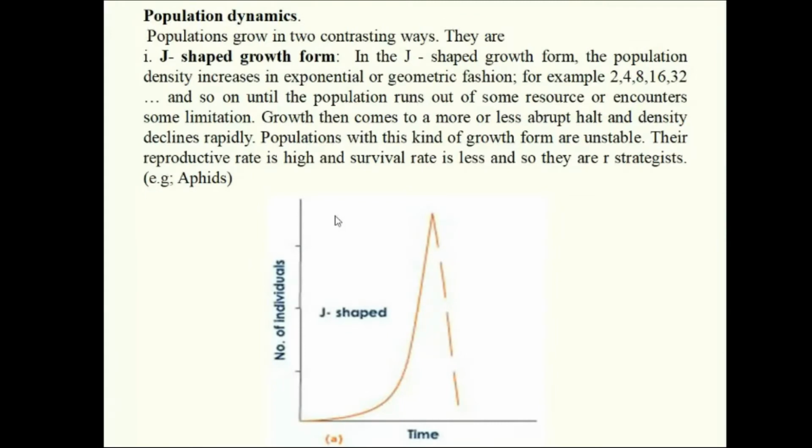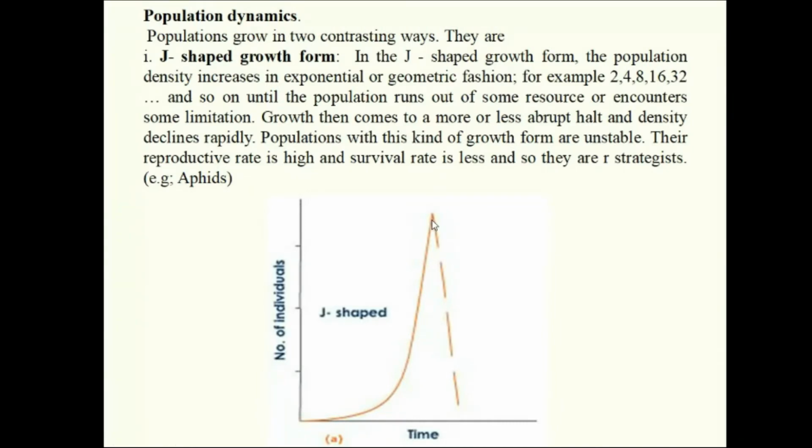In such kind of J-shaped growth form, or in case of aphid or R strategy insect, the population density increases in an exponential or geometric fashion. That means first 2, then 4, then 8, then 16, then 32, then 64. Like this, very quickly they will grow. Yes or no? Getting my point?